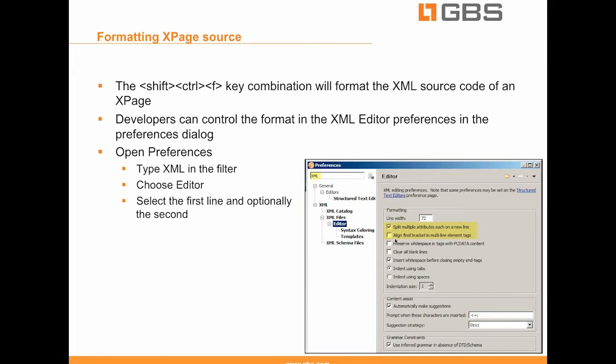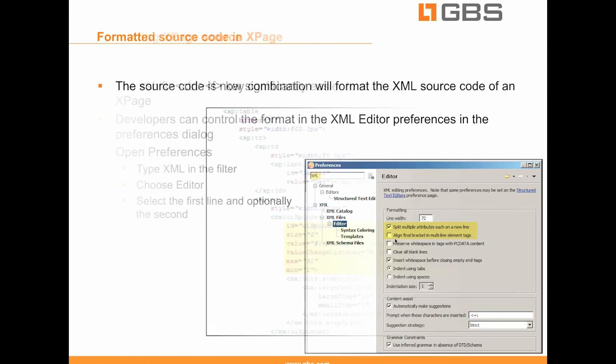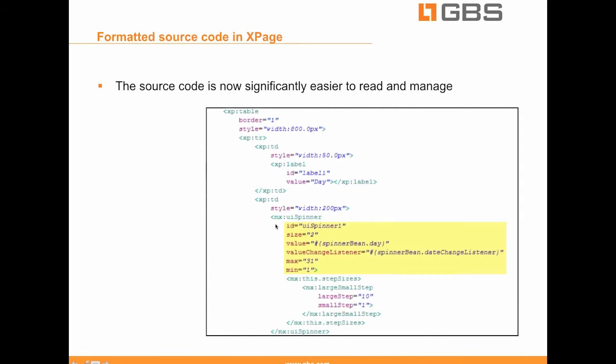The first one is Split Multiple Attributes on a new line. At a minimum, I always turn that on every time I configure a new Domino Designer. And the reason for that is as I'm creating XPages or importing or opening them, what that's going to do is format each of these attributes on its own line. And when I'm looking at the source, that's going to make the source view significantly easier to read.